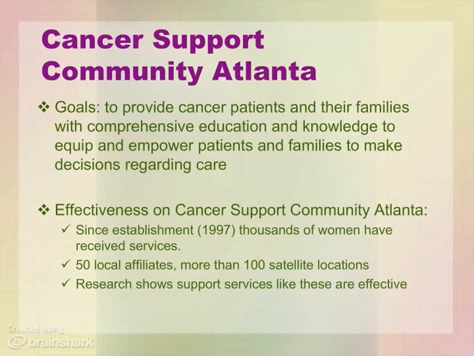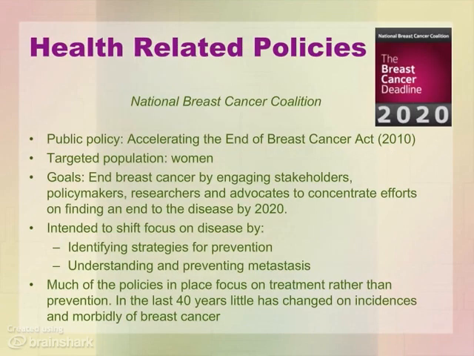So for this slide, we're going to focus on some of the health-related policies surrounding breast cancer. One of the things I came across while doing research was the National Breast Cancer Coalition. They have different public policy acts that they're working on as an organization, but one of their main focuses is the Accelerating the End of Breast Cancer Act that was initiated in 2010. Their target population is women nationwide, and their goals are to end breast cancer by engaging stakeholders, policymakers, researchers, and advocates to concentrate their efforts on finding an end to the disease by the year 2020.